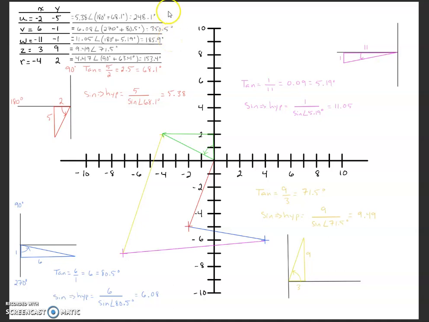So if you add this up, put your calculator into polar. 5.38 angle 248.1, 6.08 angle 350.5, 11.05 angle 185.9, 9.49 angle 71.5 equals, it'll bring up 4.47, hit your angle, 153.4. And that should all add up for you. So that is the beginning of our vector addition. And that's it.